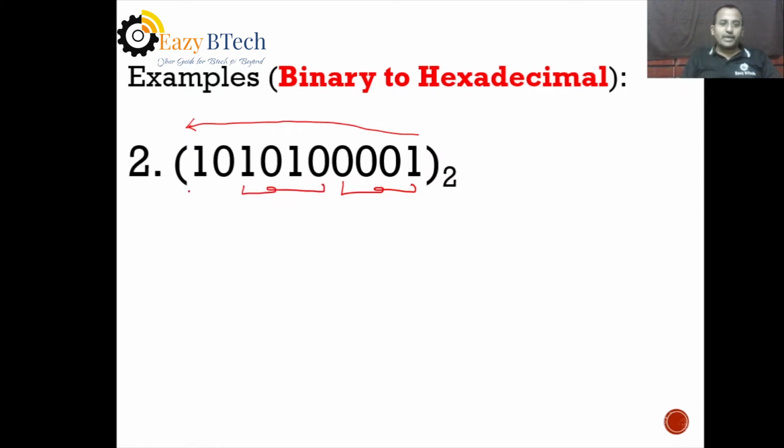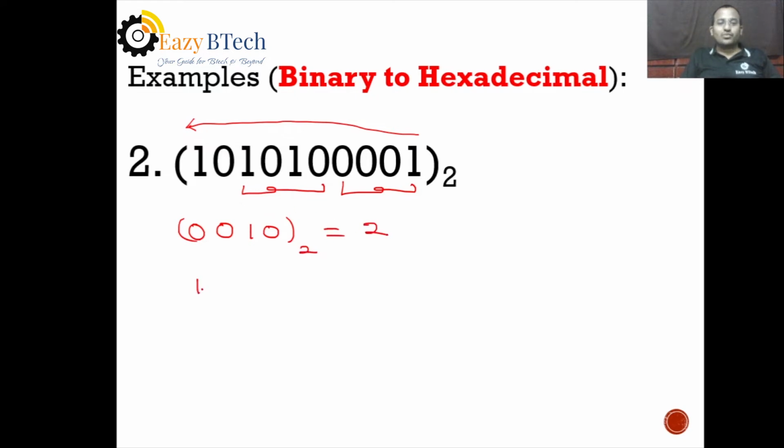So here we are left with only 2 bits. So we have to append zeros at the leading end, or at the left hand side. We have to append 2 zeros. So if we append 2 zeros, it is 0, 0, 1, 0. The corresponding hexadecimal equivalent for this is 2.